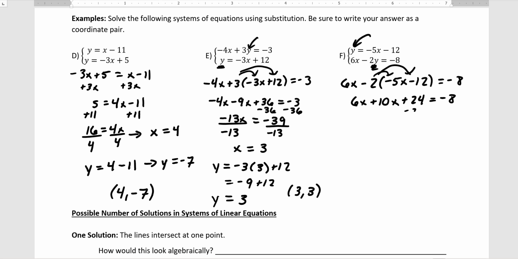I'm going to subtract 24 from both sides. So I'll have 16x equals negative 32. Divide by 16, divide by 16. I'm going to find that x is negative 2.